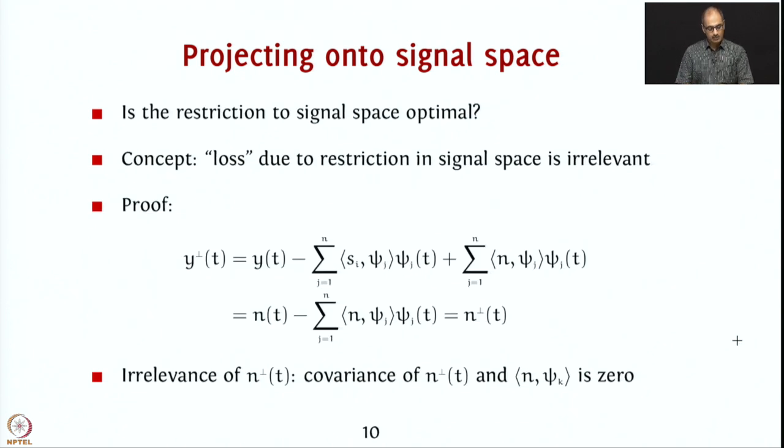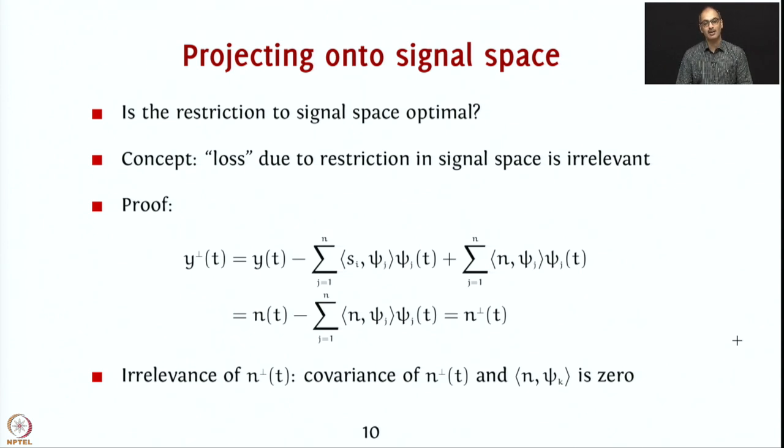The next question that we're going to ask is: is the restriction to the signal space optimal? That is what I was mentioning. By restricting N of t to just look at those parts of N of t that are along psi 1, psi 2 and psi n, are we losing something? Are we losing our ability to make an optimal decision on which s_i was sent? The key concept is that we will say no. The idea is that no, we are not losing any information.